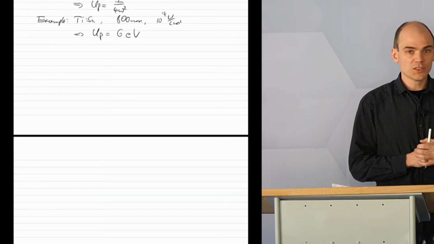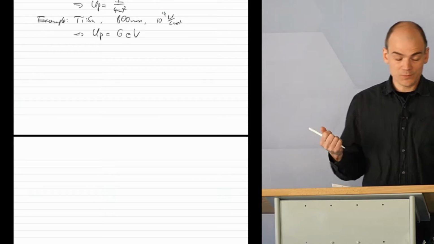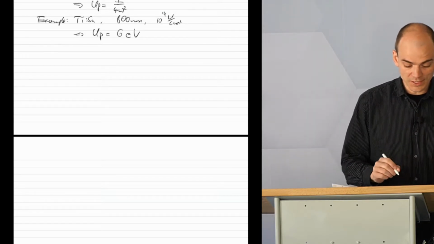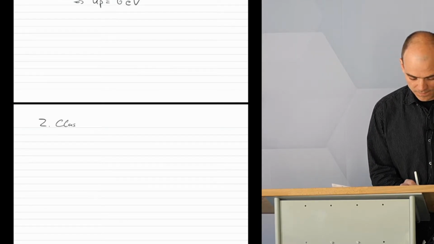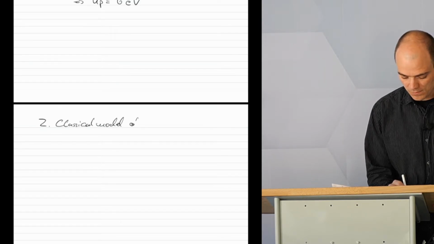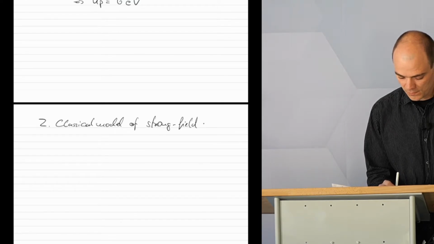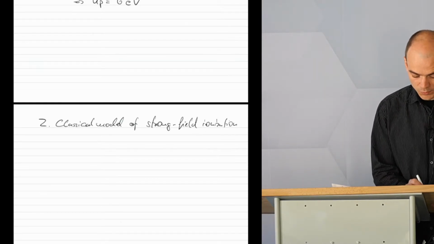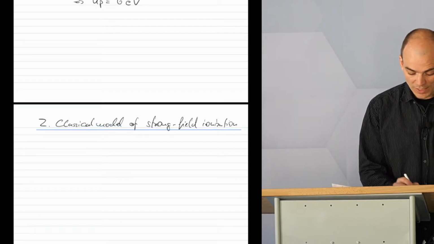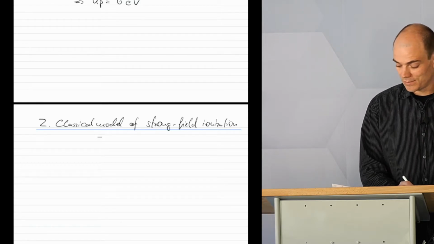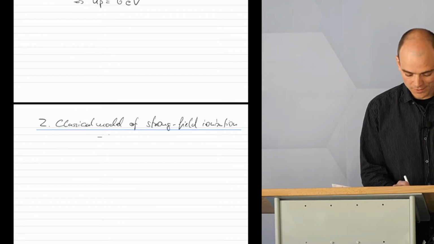Now we will begin with our semi-classical, or for the beginning, a classical model of strong field ionization. Okay, so this is chapter 2, classical model of strong field ionization. And we begin with the direct electrons. So this implies that there are also indirect electrons. These we will discuss later on.